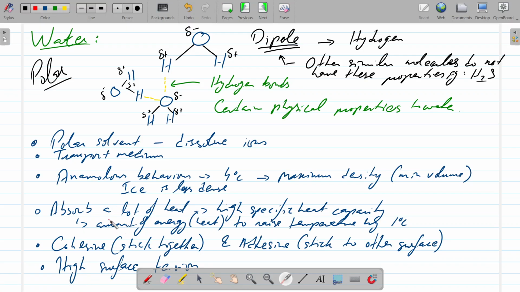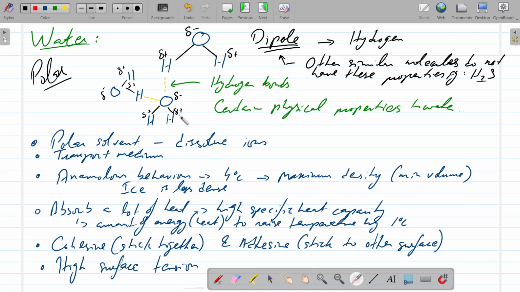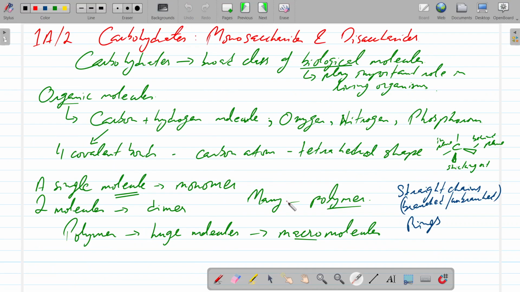Just as a recall, specific heat capacity is the amount of energy or heat required to raise temperature by 1 degree centigrade. Water molecules are cohesive, so they stick together, and adhesive, so they stick to the surface. This is very important in plants in the xylem. They have high surface tension, again because of the hydrogen bonding, and so they can form a surface layer on which many organisms interact and even live out their lives.